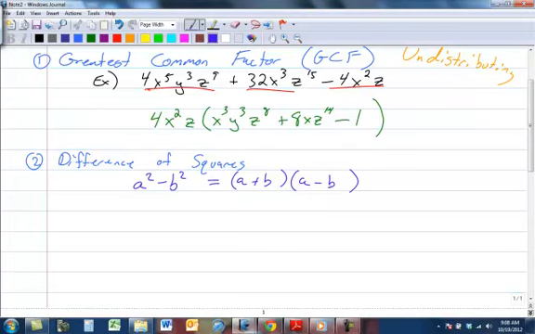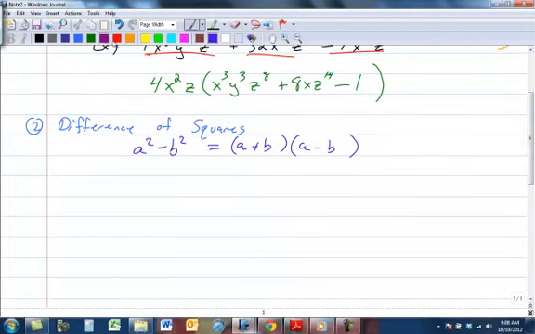All right, so we're going to do a couple of examples here. The first example we're going to do is x squared minus 49. X squared is a perfect square. 49 is a perfect square.